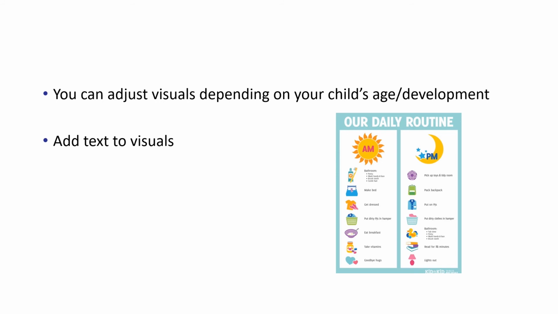A lot of families that we work with at Surrey Place have told us that their child with FASD is probably at the maturity level of a child, maybe give or take 2 years younger than them. So there's some immaturity that they see, and so you're adjusting these visuals depending on your child's development. And you can also add text to visuals.